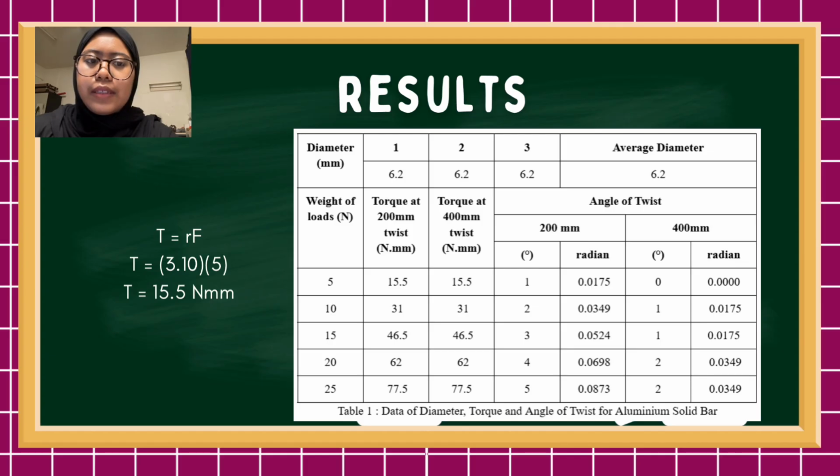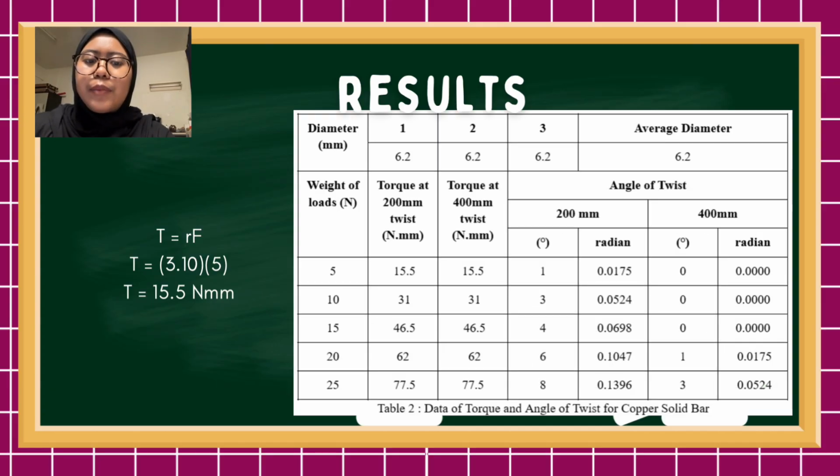Next, we took the angle of twist for 200 and 400 mm different rotation scale and pointer from the fixed clamp. And next, we will be calculating the torque at 200 mm twist and 400 mm twist using the formula T equals R times F, where R is 6.2 over 2, which is 3.1 mm, multiplied with F, which is 5 newtons. And so we will get 15.5 torque for both 200 mm and 400 mm twist.